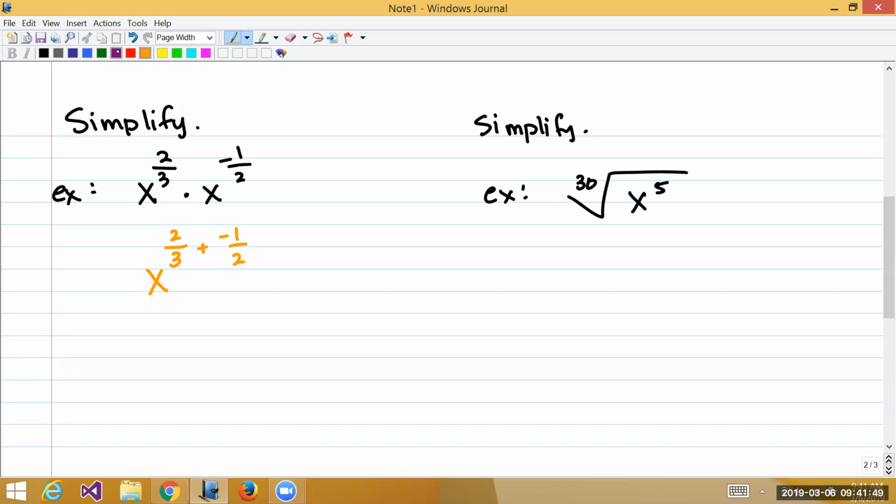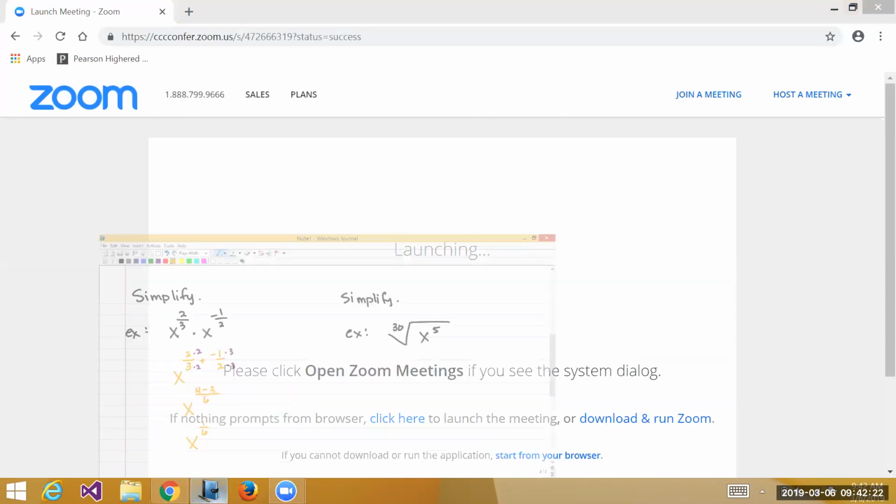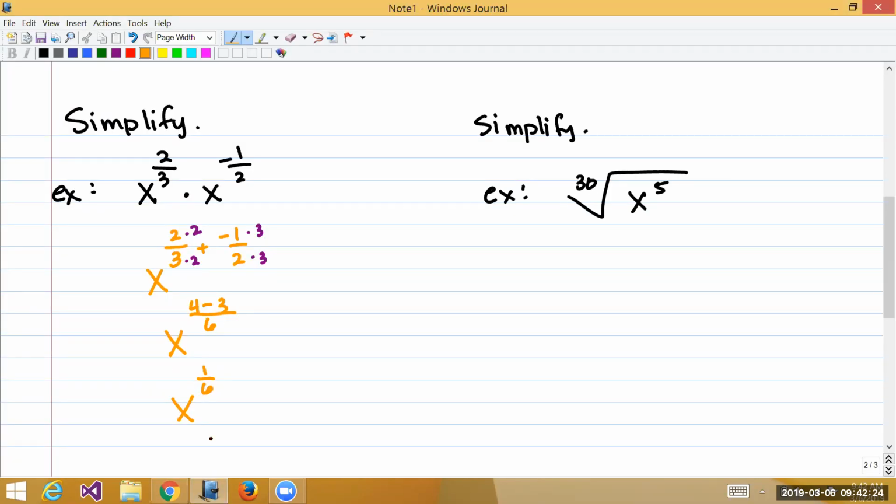So we'll go ahead and find a common denominator, which will be 6. So I'll go ahead and multiply 2 here and 3 to this one. So that gives us x to the power of 4 minus 3 over 6, which is x to the power of 1 over 6. Okay, and we didn't end up with a negative. If we did end up with a negative, remember what would happen? Oops, sorry. If we did, it would end up going in the denominator.